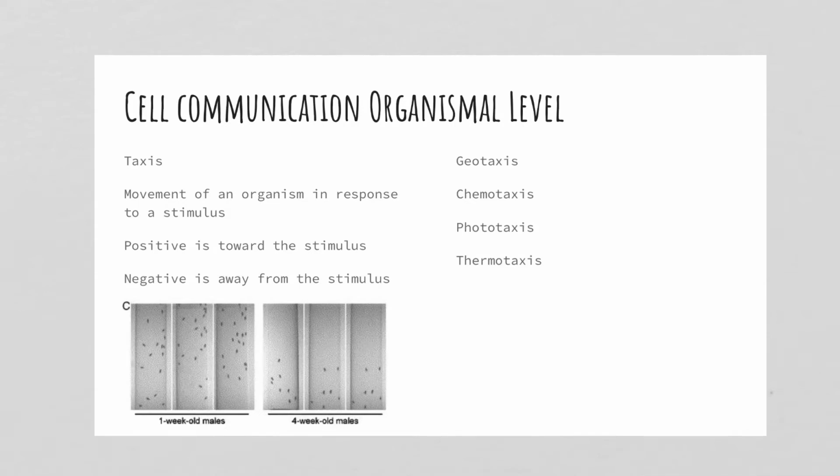Now, we can also have cell communication at the organismal level. One way that cells can talk to each other that affects the whole organism is something called a taxis. Basically, that is any movement of an organism in response to a stimulus. So what do I mean by that? If there is a stimulus, say gravity, then the organism is going to respond to that gravity. And that is something we see here.